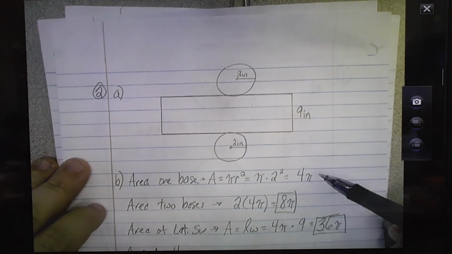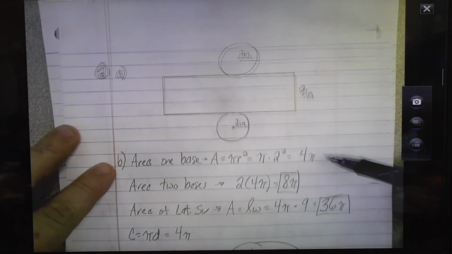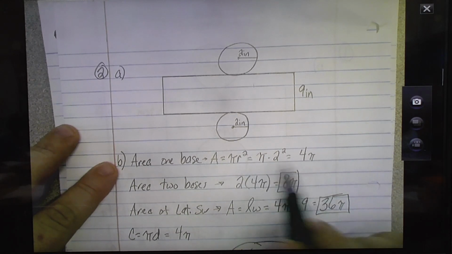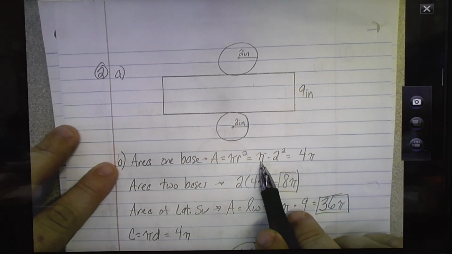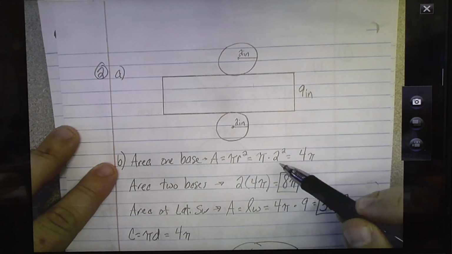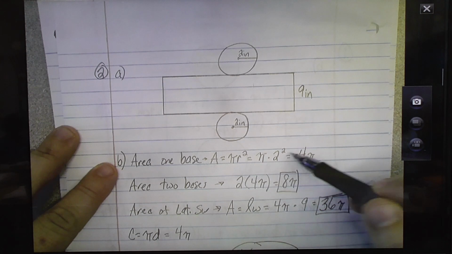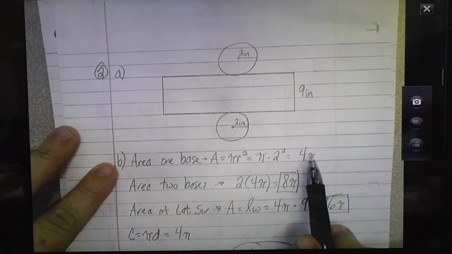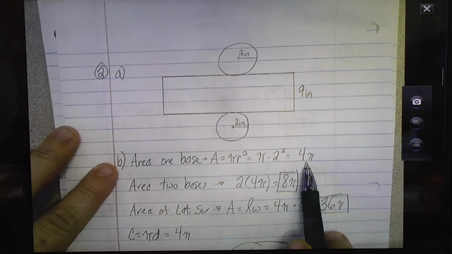My first step is to find the area of one of those bases. The area is equal to pi r squared. I'm leaving pi alone, so I put pi. The radius is 2, so I did 2 squared. 2 squared means you're just doing 2 times 2, so that's going to be 4. Pi times 4 is better written as 4 pi. That's one base. Everybody with me?